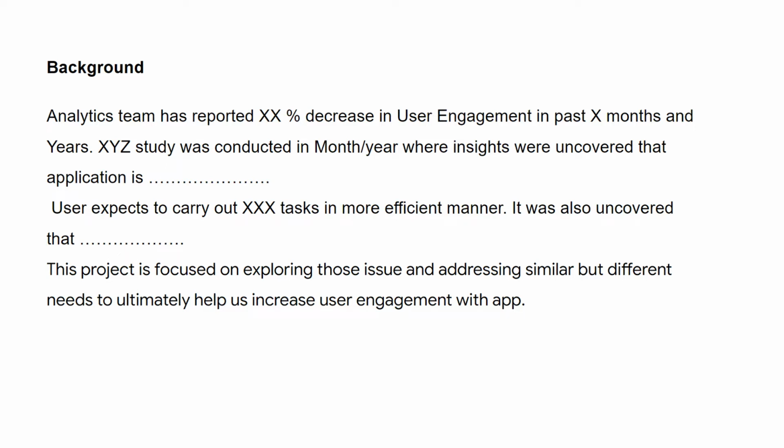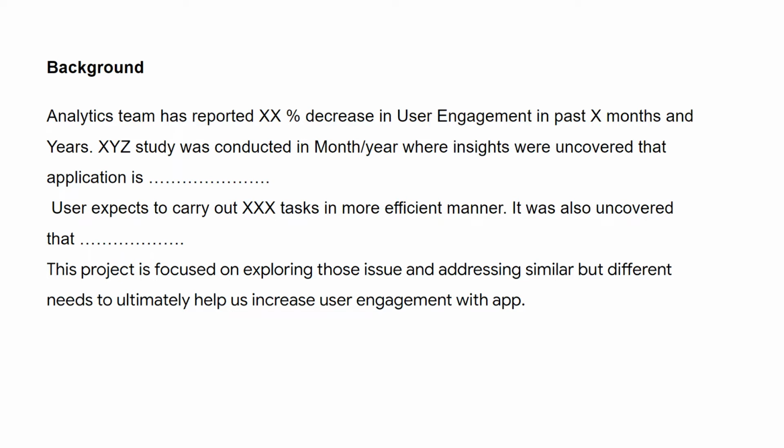Next, you have to include the background. Now, background gives you the justification behind carrying out this research. So in the background, you can include if there is any previous study that was conducted. If you are conducting this study for the first time, then what led you to conduct this study? Is there any pattern or data that you received from the analytics team, or who asked you to conduct the study? So including all these things is important. So now let's create a background of the study.